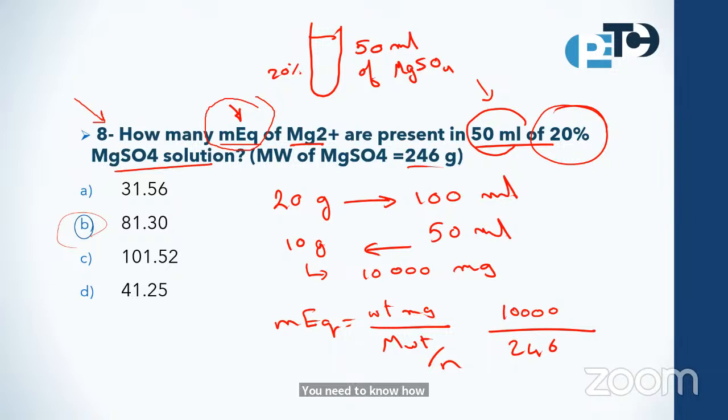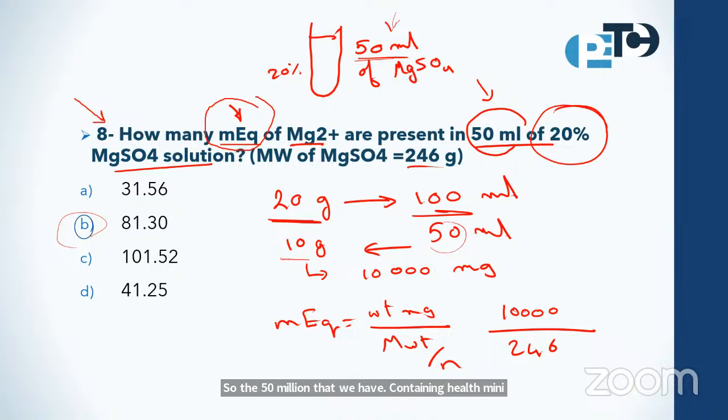In order to calculate the milliequivalents, we need to know the weight. How can we get the weight? We need to know the weight of magnesium sulfate present in this volume at this concentration. 20% means 20 grams in 100 milliliters. So the 50 milliliters that we have contain how many grams? The half. It will be 10.